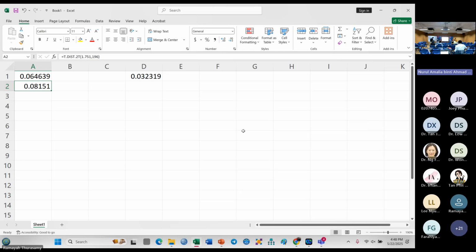So what will happen is I get the 0.08, right? That's the same number you got just now. This is for two tail. But if you run the right tail, it will be half, so straight away we divide by 2. You can.